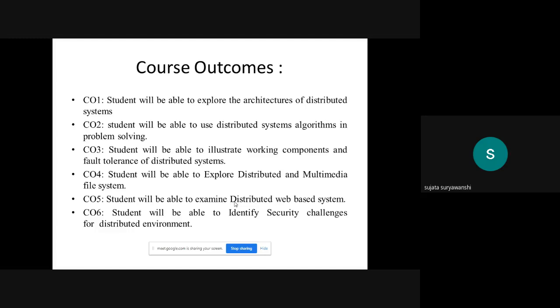Next CO is that the student will be able to illustrate working components and fault tolerance of the distributed systems. Next, the fourth course outcome is to explore distributed and multimedia file system. And the fifth unit covers the fifth outcome, that the student will be able to examine distributed web based systems. And the last CO is to identify security challenges for distributed environment. Okay, so these are the different outcomes. At the end of the semester you will be able to know all the outcomes.